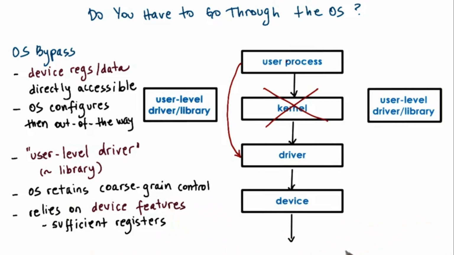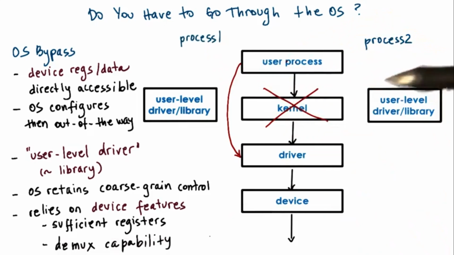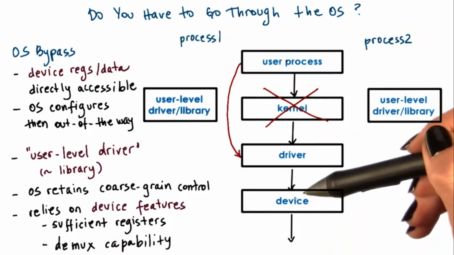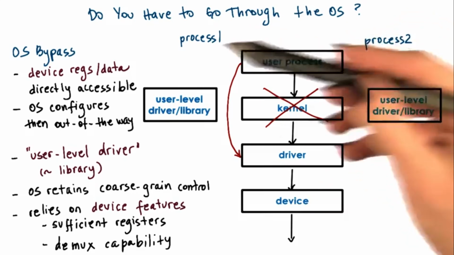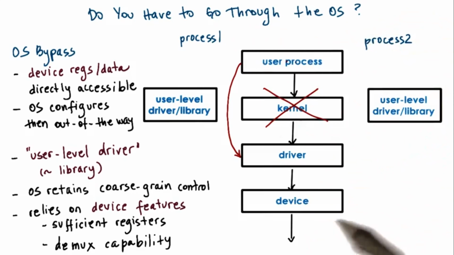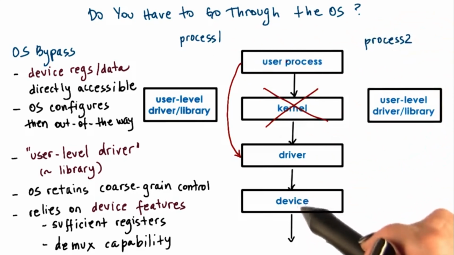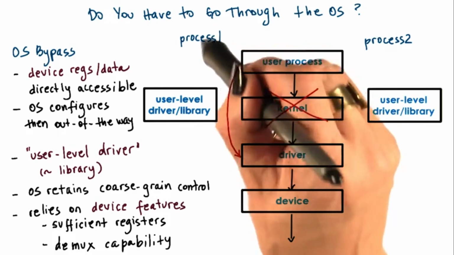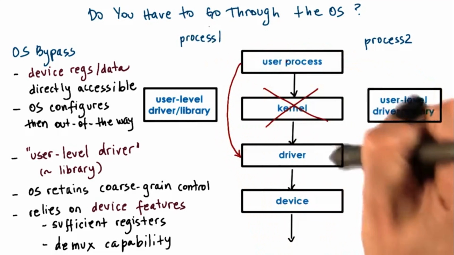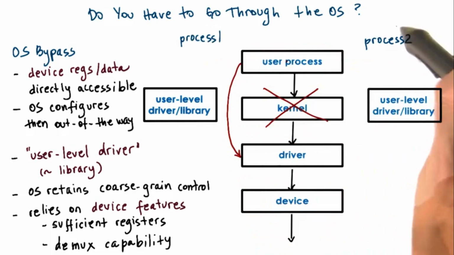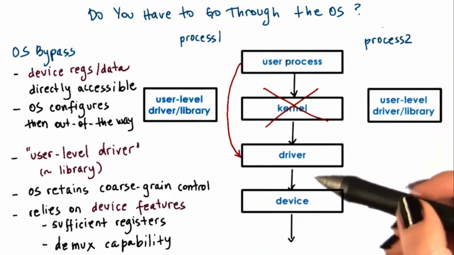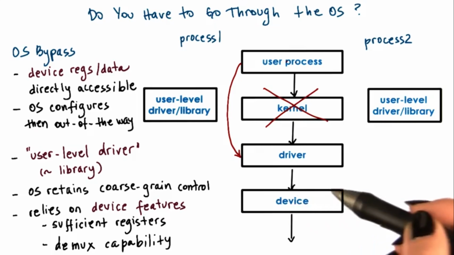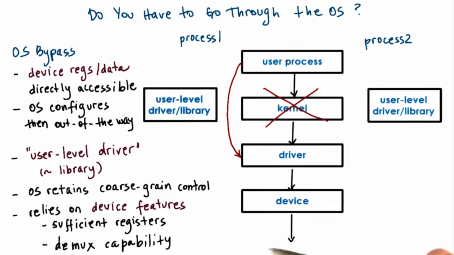Another thing that happens when multiple processes use the device at the same time is that when the device needs to pass some data to one of the processes, it is now the device that needs to be able to figure out how exactly to pass data to the address space of process 1 versus process 2. For instance, when receiving network packets, the device itself has to determine which process is the target of the packet.